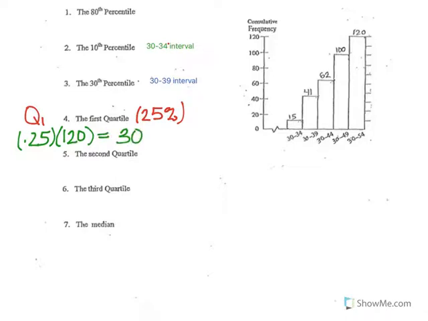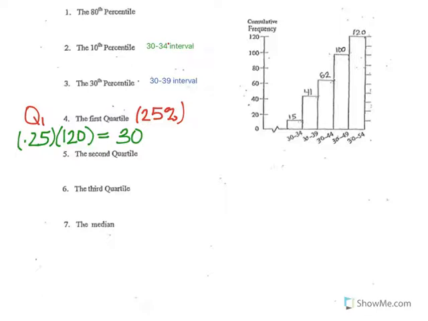Now we're moving on to quartiles. So the first quartile, Q1, is the same thing as asking you to find the 25th percentile, because the first quartile is talking about 25%, so where 25% of the data is at or below. And in order to do that, it's the same thing. We're going to take 0.25, convert 25% to a decimal, multiply it by the total 120, get our answer is 30, which is talking about the 30th person from the bottom.